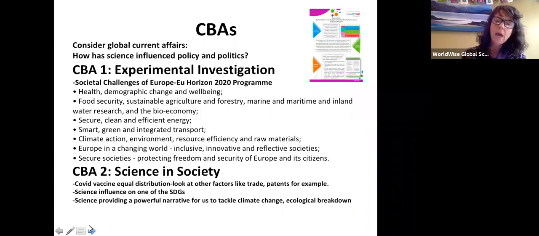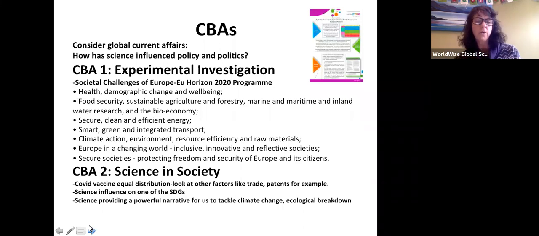For CBA 2, Science in Society, we have so much to look at here. Looking at our current context, even at the COVID vaccine, the equal distribution of it, and access to medicines, and looking at other factors like trade and patents, for example. If you keep an eye on WTO negotiations at the moment, as regards maybe lifting some of the patents for generic distribution of medicines and vaccines, and considering other barriers to people having access to medicine and healthcare.